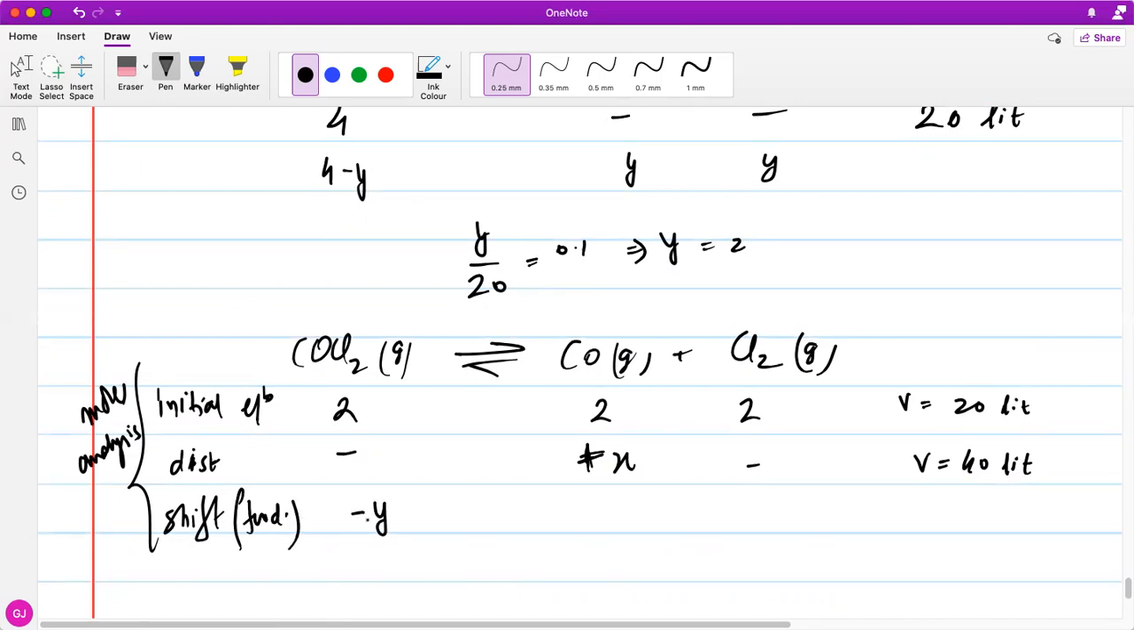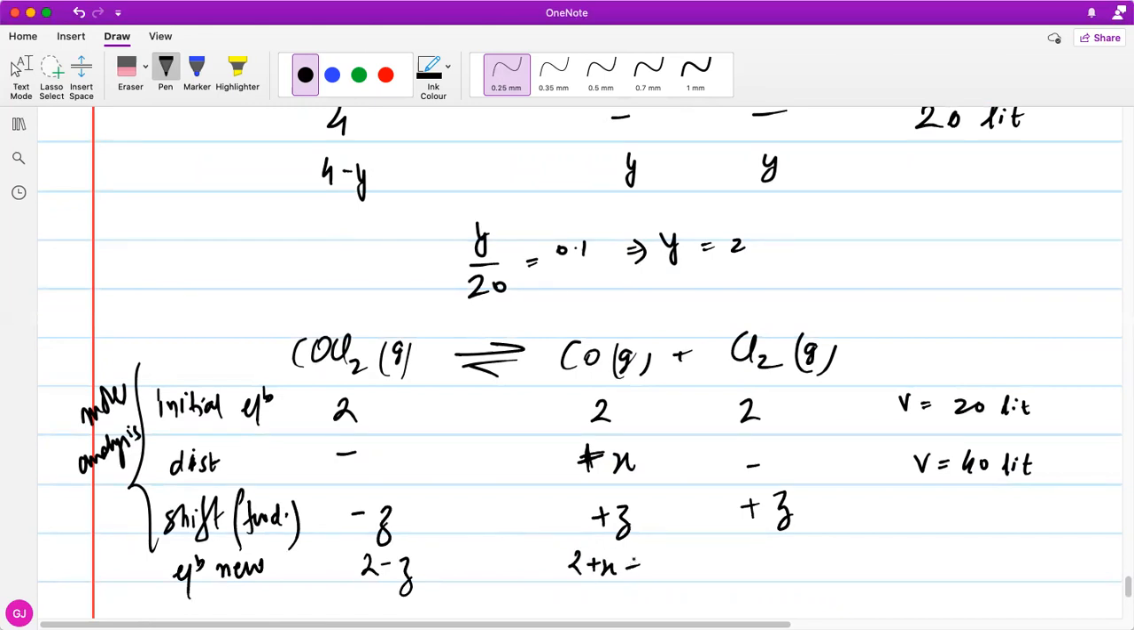So this would be, say, minus Z. We have already used Y above. So minus Z, this will be plus Z and plus Z. So what will happen at the new equilibrium? This will be 2 minus Z. This will be 2 plus X plus Z. And this will be 2 plus Z.